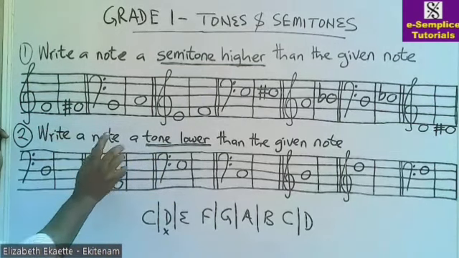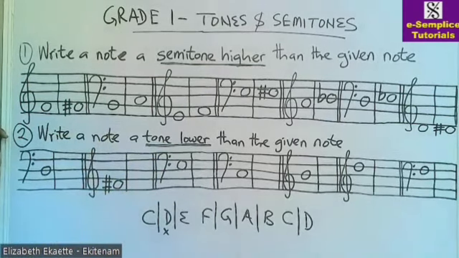And 2 semitones make a tone. If you count 2 semitones on the keyboard, that makes a tone. So at this point, you'll be counting 2 semitones to arrive at your answer. Now let's go to the question.